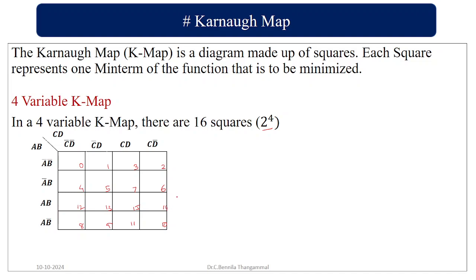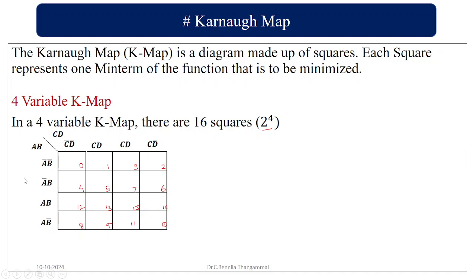So these are the values: 0, 1, 3, 2, 4, 5, 7, 6, 8, 9, 11, 10, 12, 13, 15, 14. You have to know how this numbering comes about. So why is there this shift? Because only one variable can be changed at a time here, to have a stable condition.